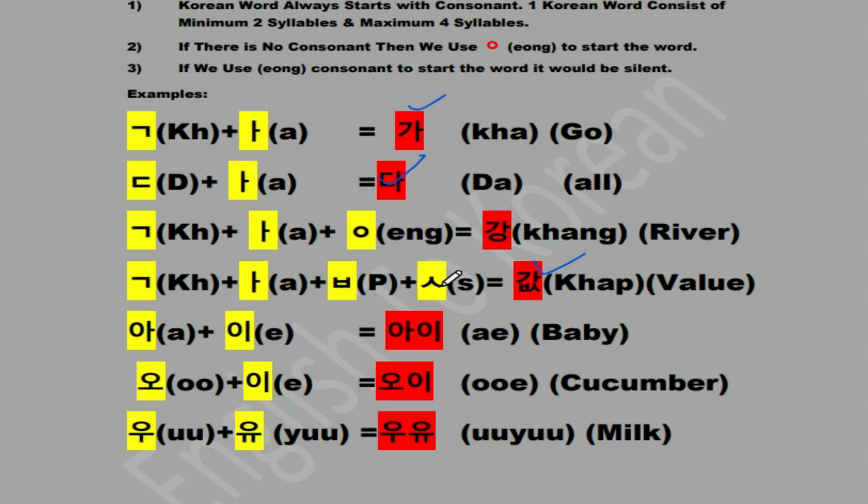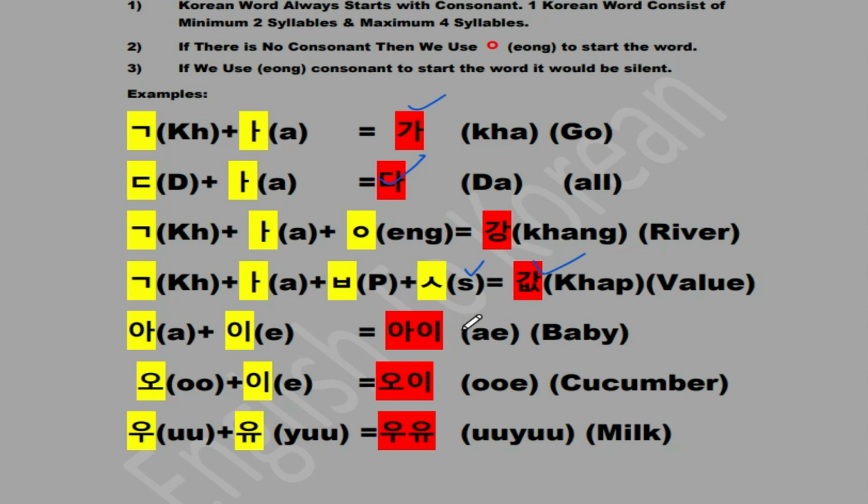Our fourth syllable is a consonant and the name of the consonant is shyut. Shyut and the voice is s. Khap. Here our fourth consonant is silent. Why this fourth consonant is silent, we will discuss a little bit later. Khap means value, value in terms of money.